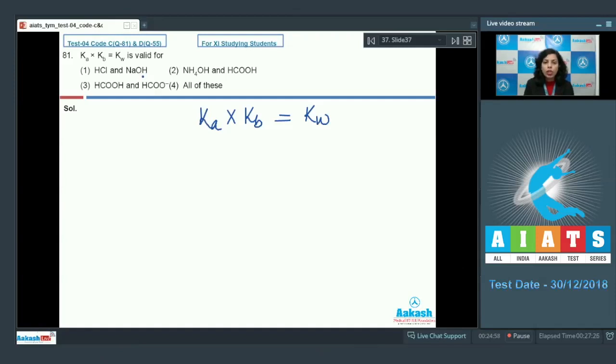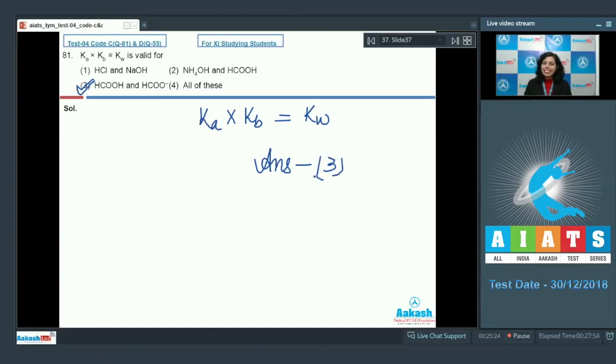These are not the pair of conjugate acid and base. Then ammonium hydroxide and formic acid. These are also not the pair of conjugate acid and base. Let's check the next one. HCOOH, formic acid, and HCOO negative, the pair of conjugate acid and base it is, and that's why this expression is valid for this, and I'll choose it as the correct option because of the same reason.